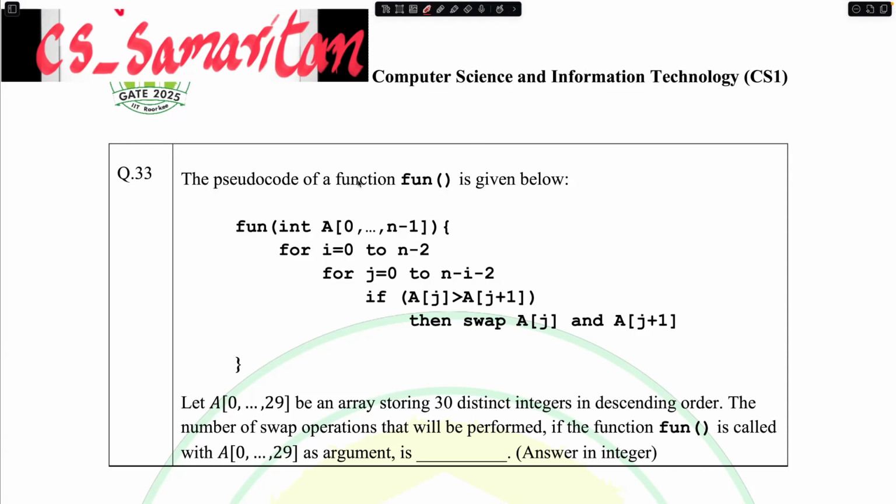The question states that the pseudocode for the function fun is given below. What are they asking from us? This is an array and its indexes are from 0 till 29, so 0-based indexing is being used, and it stores 30 distinct integers. Obviously 0 till 29: 1 till 29 is 29 indexes, plus 0 as another index, totaling 30 distinct integers, right? And it is given that this particular array is in descending order.